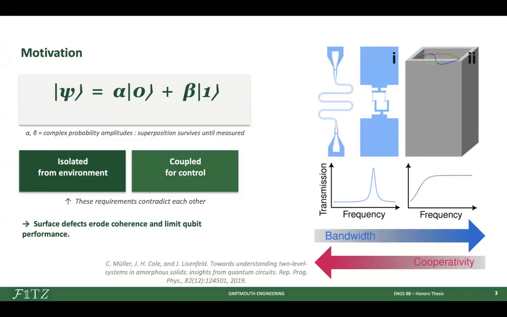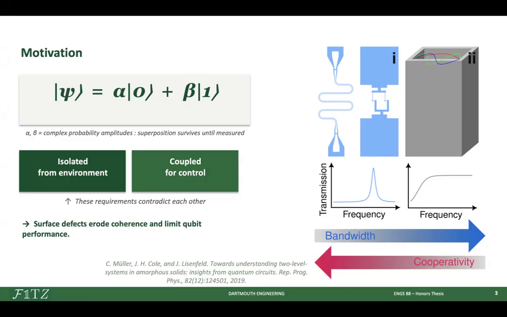So, starting with the motivation, in quantum computing, we have qubits, which is a quantum bit, which exists as a superposition of 0 and 1 simultaneously. Now, in order for qubits to properly work, they have to be almost perfectly isolated from their environment, while being coupled enough for us to read out and control. Now, these requirements contradict each other a bit. And on top of that, there's these tiny microscopic surface defects that absorb energy and have the qubits almost forget their quantum information.